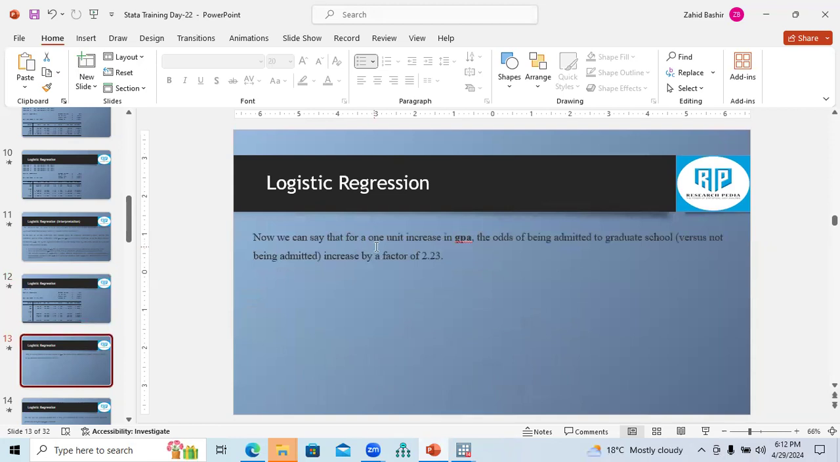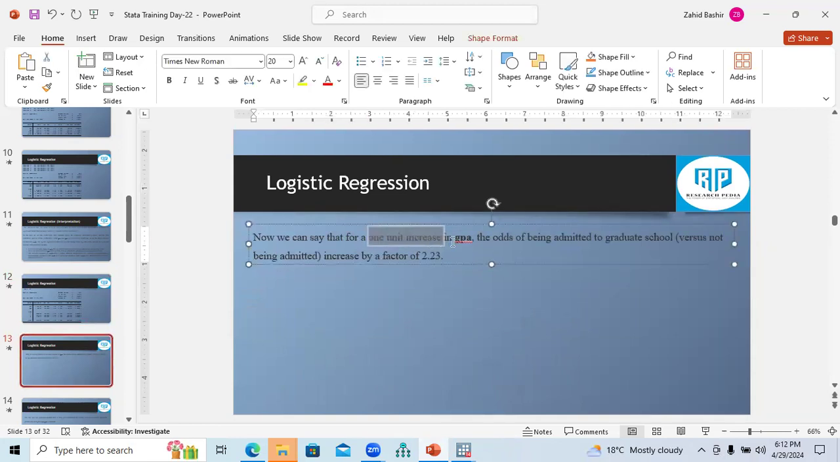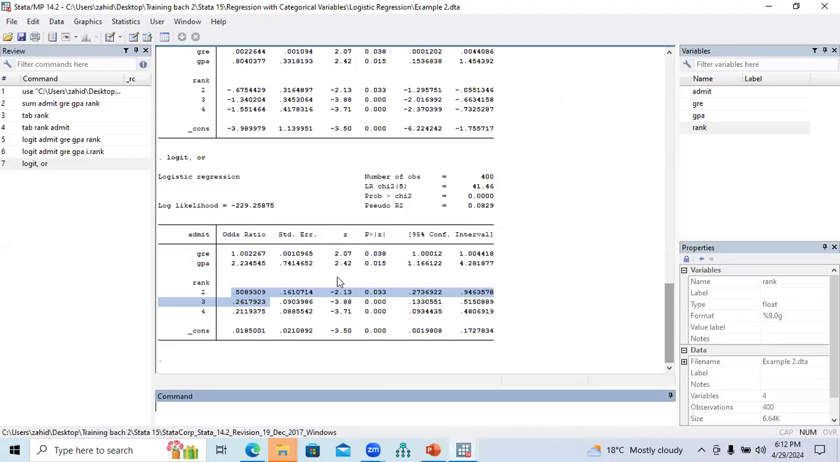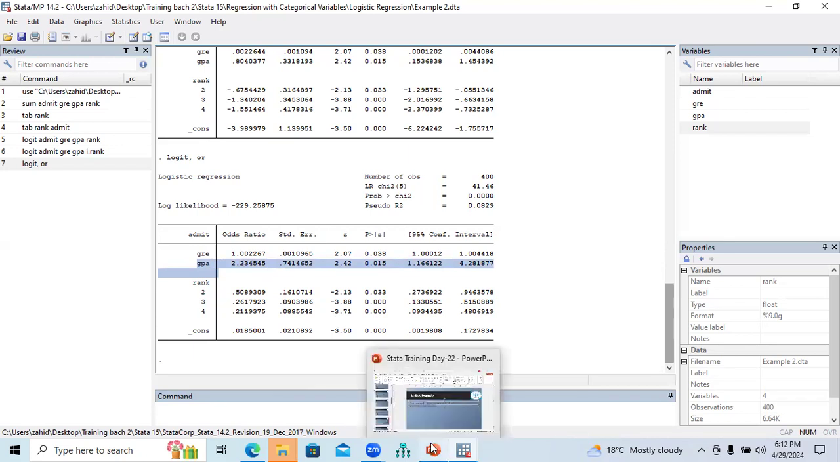Now we can say for a 1 unit increase in GPA, the odds of being admitted to graduate school versus not being admitted increased by 2.23. Yes, this is the interpretation of GPA. So this is how you can interpret your results.